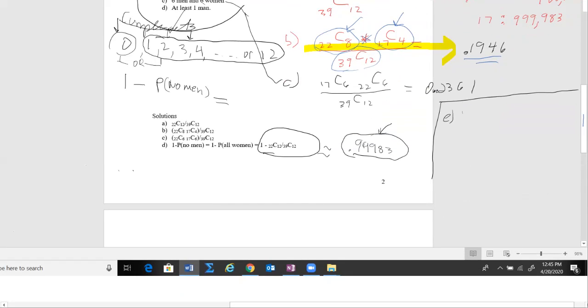Next one was 6 men, 6 women. So we got 17 men, 6 to choose from. 22 women, 6 to choose from. And we calculate our probability. The bottom, of course, is again the same 39 choose 12. And we get this number here.